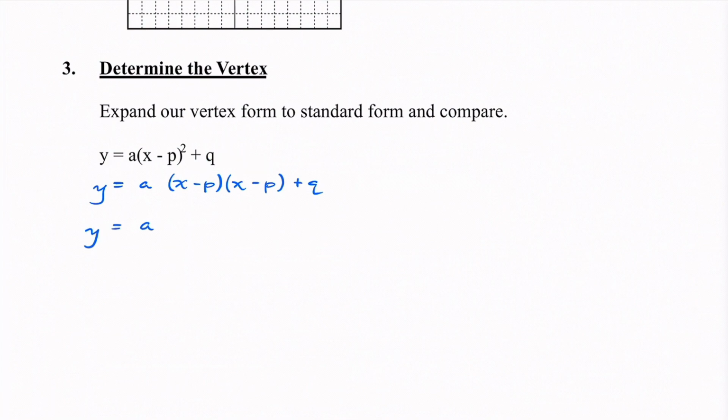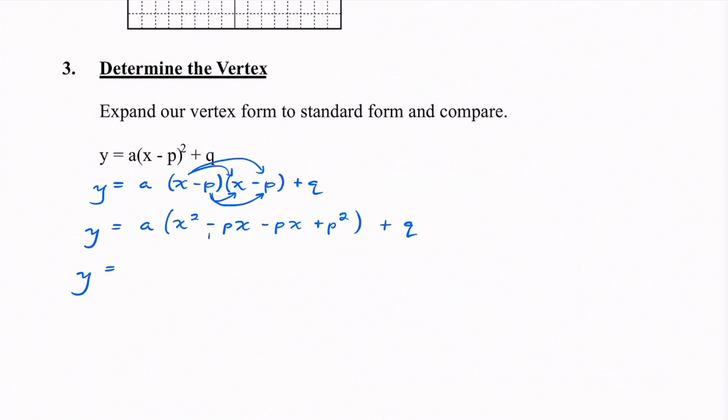So I'm going to have x times x, x times negative p, that's negative px. Then I've got this one, negative p times x, that's negative px. And then the last one, negative p times negative p, that's just positive p squared. Okay, and then all of that was being multiplied by a, so I've got to put brackets around all of that. Then we've got plus q.